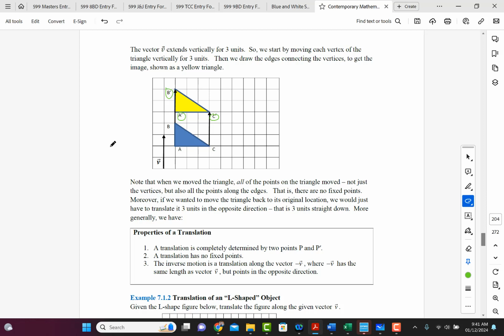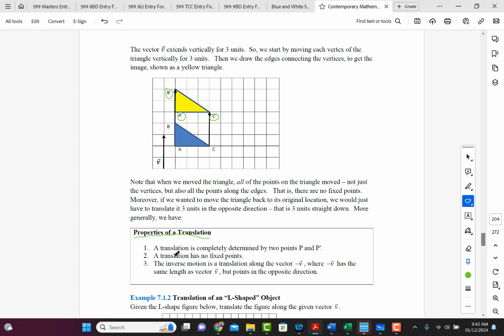So more generally, we have these properties of a translation. The properties of a translation: 1, a translation is completely determined by 2 points, P and P prime. 2, a translation has no fixed points. And 3, the inverse motion is a translation along the vector negative V, where negative V has the same length as vector V, but points in the opposite direction. Okay?